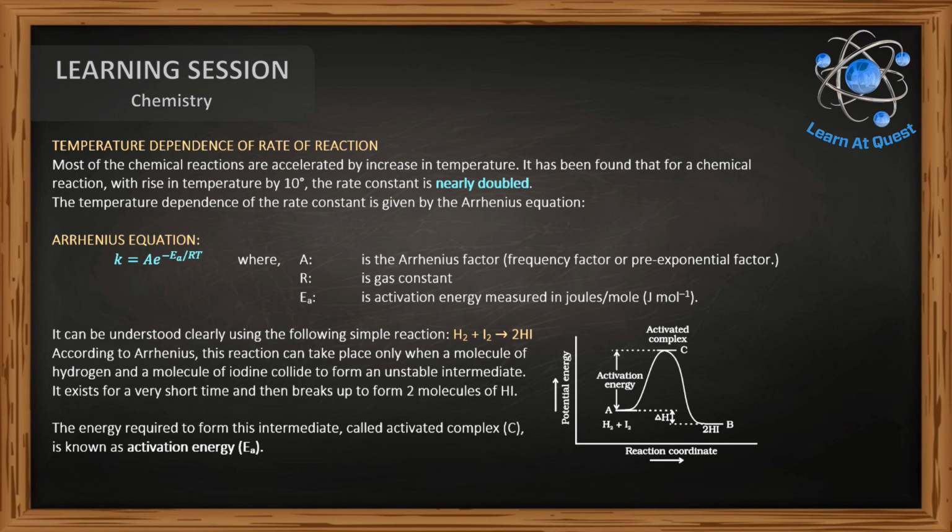The difference in the potential energy between point A and point C, which is the point where the activated complex, that is the unstable intermediate H2I2 forms, is known as the activation energy. Some energy is released when the complex decomposes to form products. So the final heat of the reaction depends on the nature of the reactants and the products.